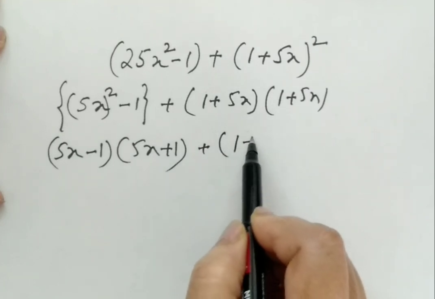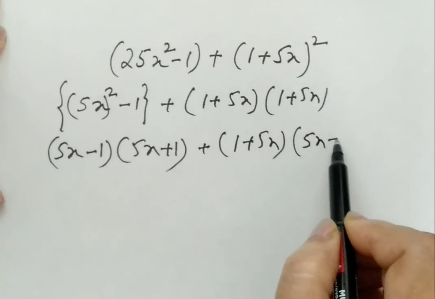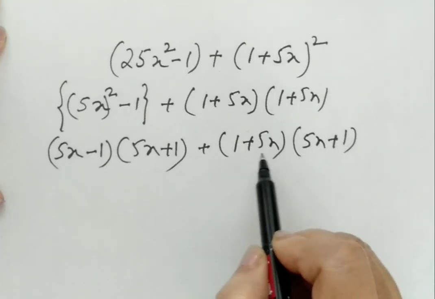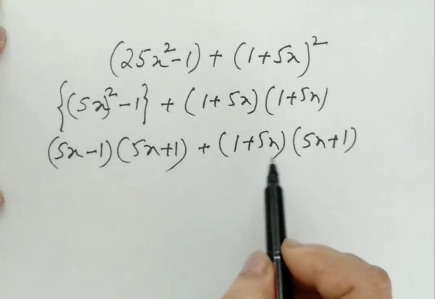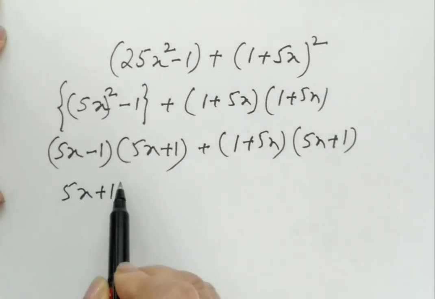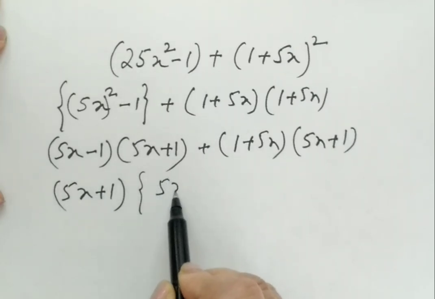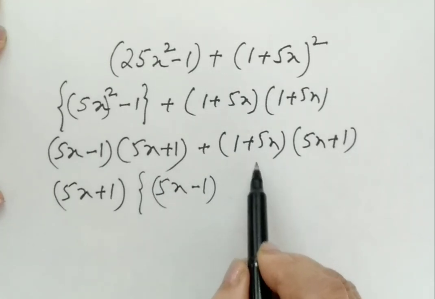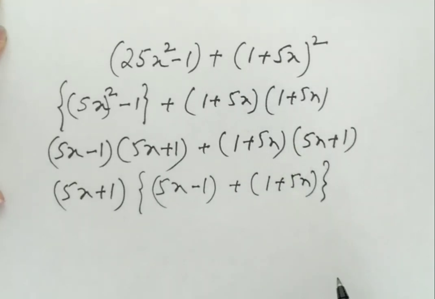Here we already have 1 plus 5x, or 5x plus 1. It's the same, I have just changed the order. So I could have done it for this also, but we'll take this as common: 5x plus 1 as common, and inside we are left with this 5x minus 1, and here we have 1 plus 5x, curly bracket closed.